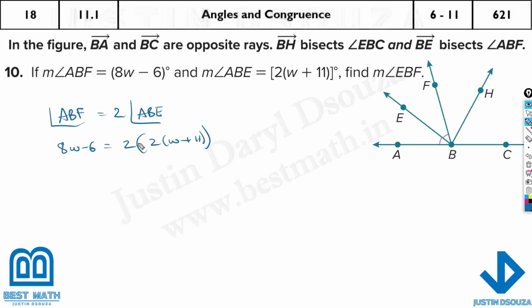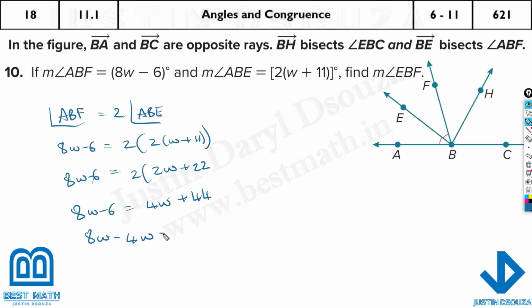2w plus 11. Now what we have to do is first multiply the inner 2, and then multiply the outside 2. So it will be 2 times 2w, and 11 times 2 is 22. Or you have one more way to do it. You can just multiply this 2 with 2, it will be 4, and 4 times w would be 4w, and 4 times 11 would be 44. And here it's 8w minus 6. Now let's group the variables together: 8w minus 4w is equal to 44 plus 6.